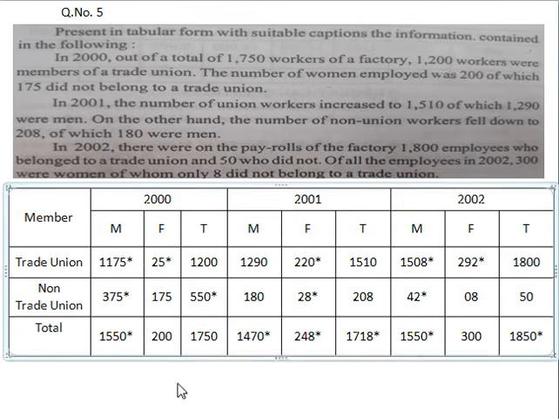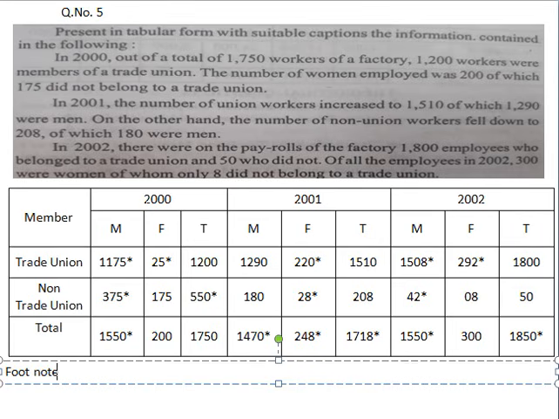What you have to do now? You have to write the footnote now. Footnote, how you have to write footnote? Like this. Footnote. First star means computed. Footnote means what actually? Computed.